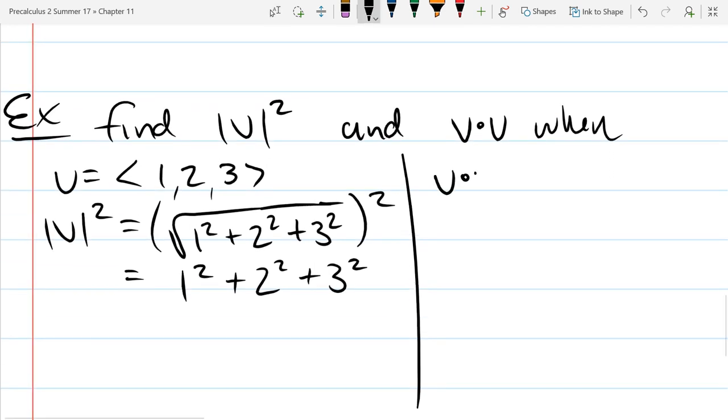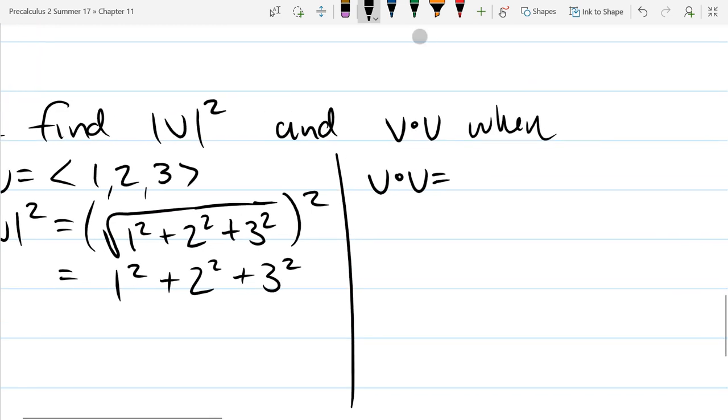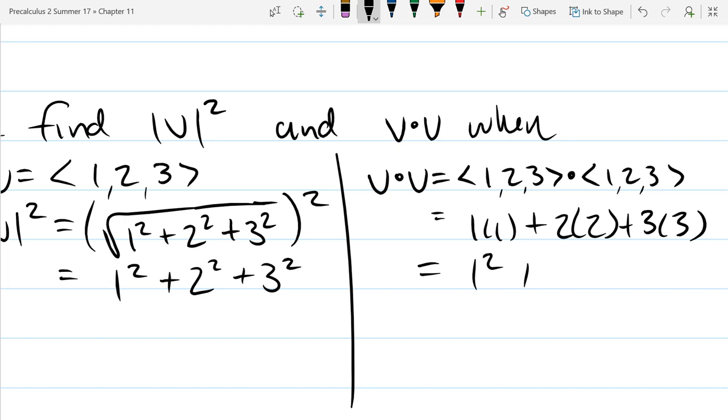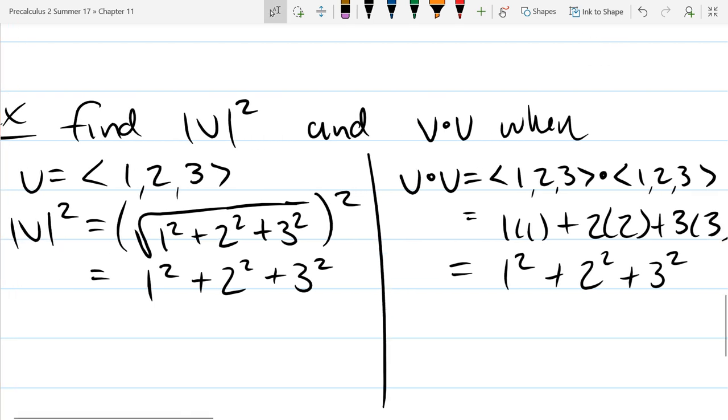So let's compute v dot v now. This is a great time to not use commas. All right, multiply x coordinates. So we got 1 times 1 plus y coordinates, 2 times 2 plus z coordinates, 3 times 3. And we might as well write this as 1 squared, 2 squared, 3 squared. And that's exactly the same that we got with the magnitude squared. So the dot product of a vector with itself is the square of the magnitude.